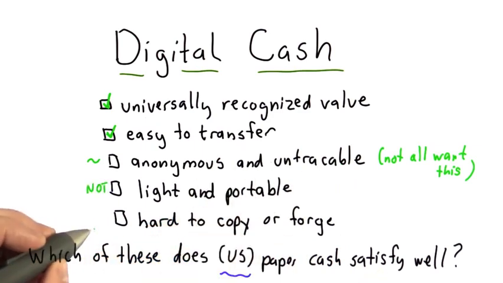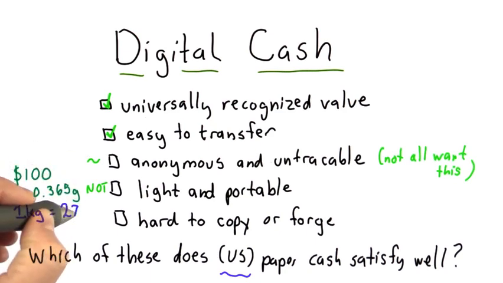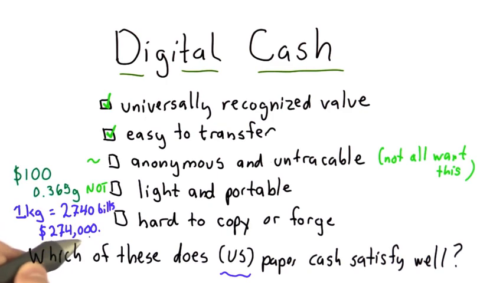It's not light and portable. The largest currency in the US is a $100 bill, and that weighs the same as a $1 bill, which weighs about a third of a gram. That means if you can carry 1 kilogram, that's only 2,740 bills, which would be over $250,000. Not a bad amount of money for an individual to carry around, but it certainly could become a factor if you're talking about large corporate transactions where 1 kilogram weighs $250,000.